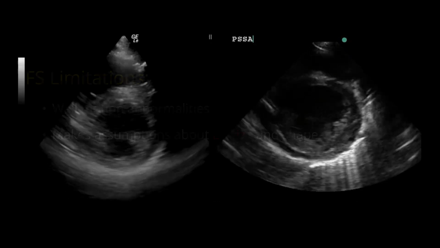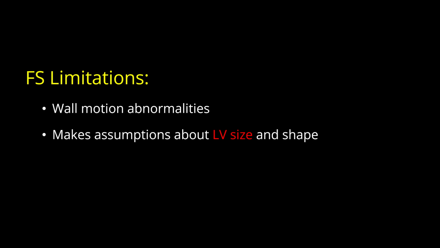Of course, there are limitations to fractional shortening, and as I mentioned earlier, wall motion abnormalities will always be a limitation to your fractional shortening measurement or any ejection fraction measurement. But also, fractional shortening makes assumptions about LV size and shape, so if you don't have a normal LV size or shape, this could impact the accuracy of the fractional shortening estimating your ejection fraction.